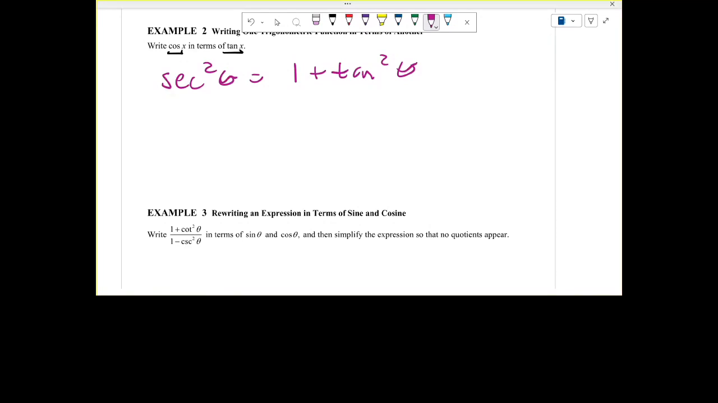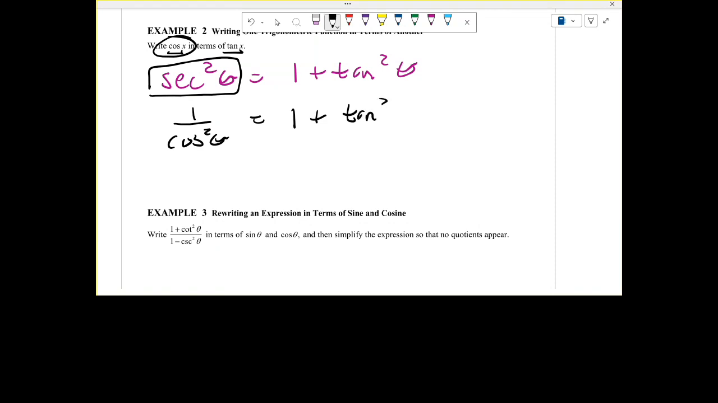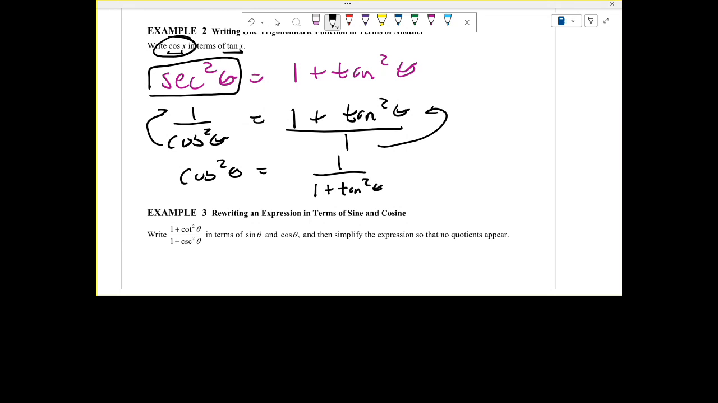Okay. Let's see if we can do some things here. Y'all, we want to write cosine of x. If I see secant squared theta, couldn't I write that as 1 over cosine squared theta is equal to 1 plus tangent squared theta? Okay. Y'all, we're going to do a little cross multiplying. I want to try to write this thing in terms of a cosine. And right now I have a 1 over cosine. A couple things we can do, y'all. We can cross multiply, or we can simply flip this guy and flip that guy. So look, if I flip this guy here, I'm going to end up with a 1 plus tangent squared theta. Okay.